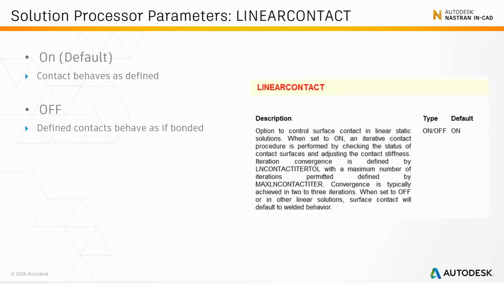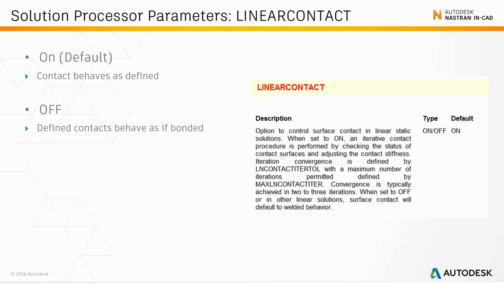So let's have a look at a couple of these parameters. The first one that I'd like to point out is the linear contact parameter. This parameter is great for troubleshooting models when you're transitioning a study from a linear static over to a nonlinear static. There's really two states of using this one. On, which assumes that the contacts have already been defined. It's just taking the behaviors of those contacts and using them the way that you would previously define them.